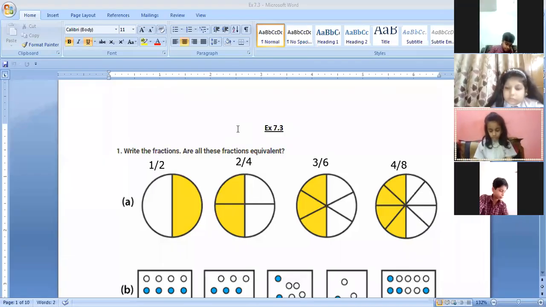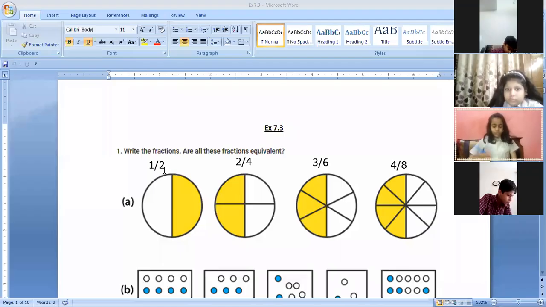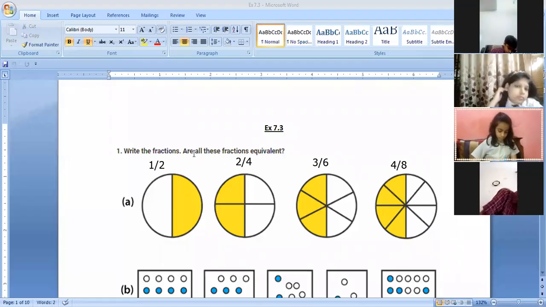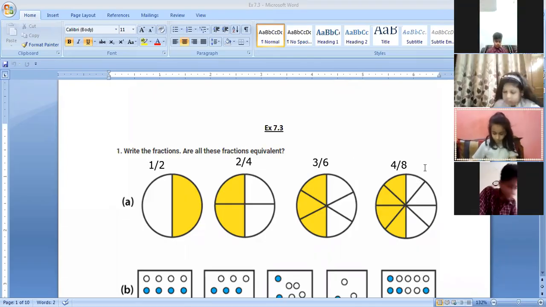Yes, they are forming a pattern, right? They are equivalent fractions. 1 by 2, 2 by 4, 3 by 6, 4 by 8. Table of 1 is going on in the numerator and table of 2 is going on in the denominator: 2, 4, 6, 8. Let's start with the B part.